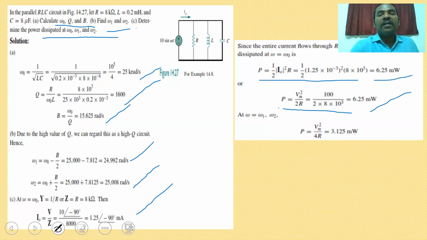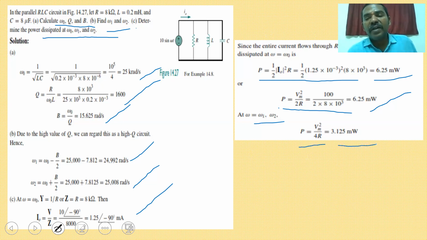Then for the lower and upper half power frequency conditions, half of the power you have to take for omega 1 and omega 2. So again you are multiplying by 2 times. So it is the same as the maximum power formula. So P is equal to V TH squared divided by 4 times R TH. So P is equal to Vm squared divided by 4 times R.